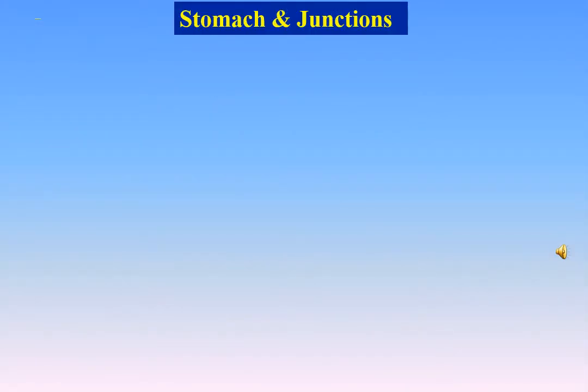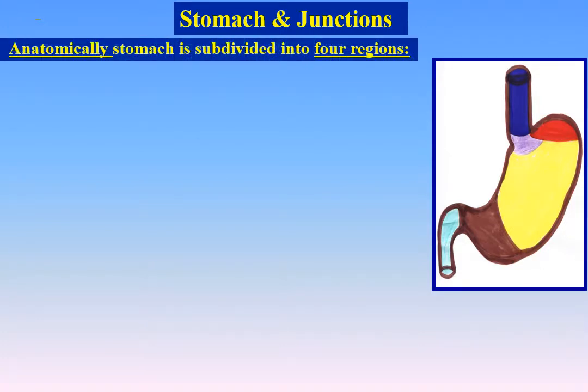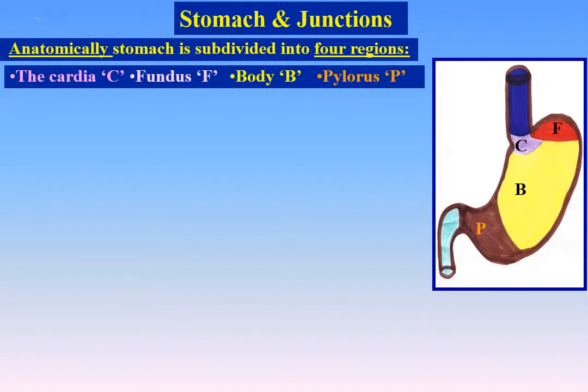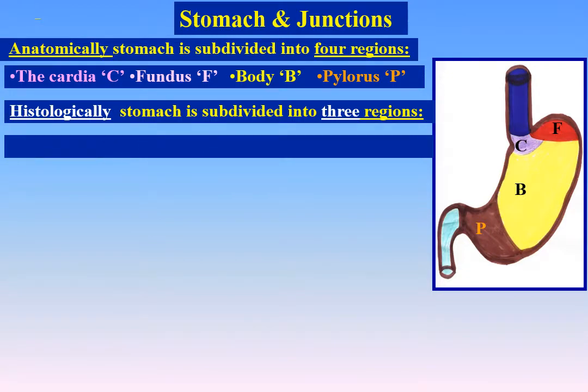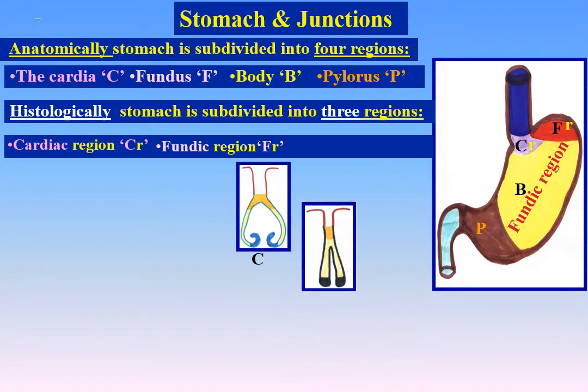Stomach and junctions. The stomach is subdivided anatomically into 4 regions: the cardiac region, fundus, body, and pylorus. Histologically, only 3 regions are distinguished based on the glands present in the lamina propria: the cardiac region, the fundic region, and the pyloric region.